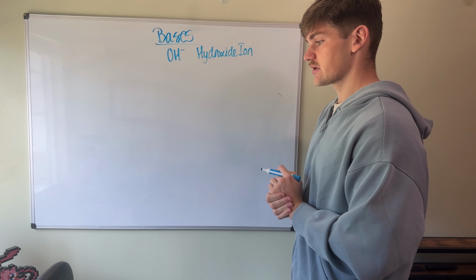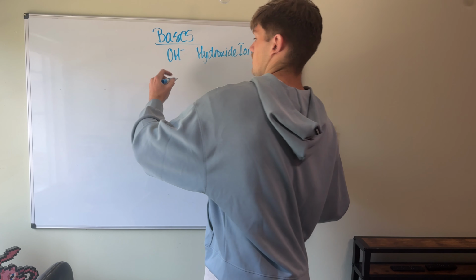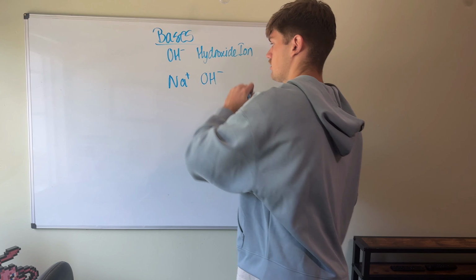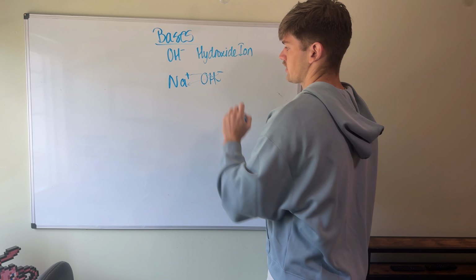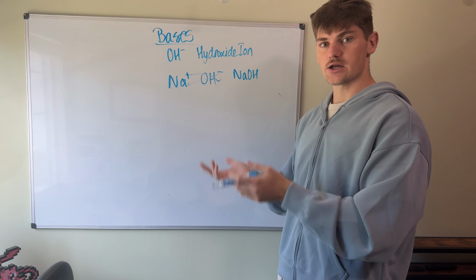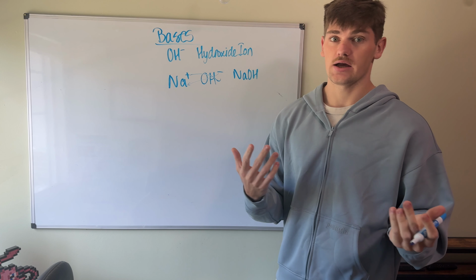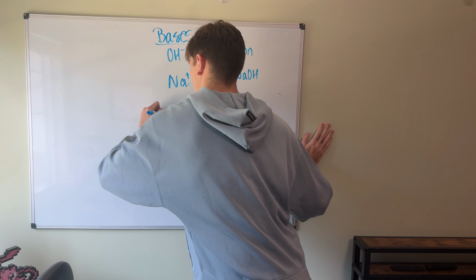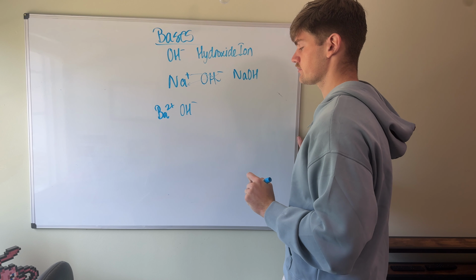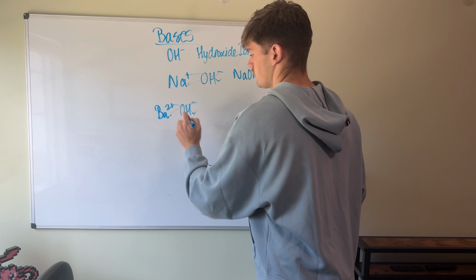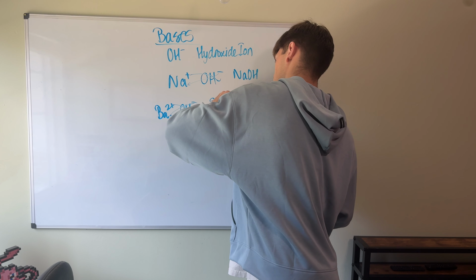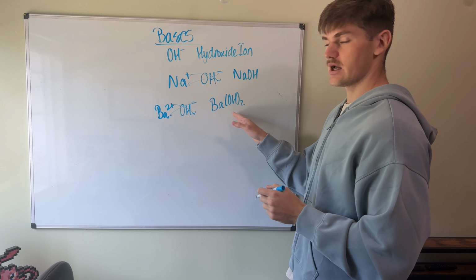If we're talking about something, for example sodium hydroxide, sodium being group 1A is going to have a +1 charge, and OH will have a -1 charge. You cancel these charges with each other, bring them to the other side, and you get NaOH, sodium hydroxide. If we're talking about barium hydroxide, barium being group 2A is going to have a 2+ charge, and hydroxide has a -1 charge. So we take our charges, bring them to the other side, and we get Ba(OH)2, barium hydroxide.